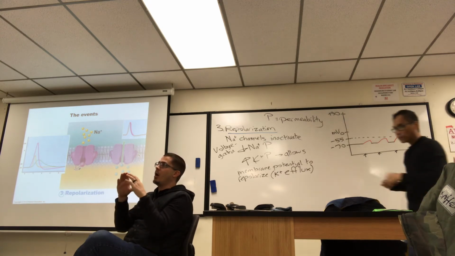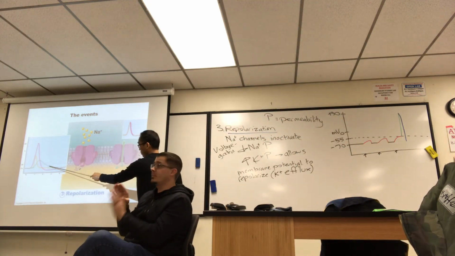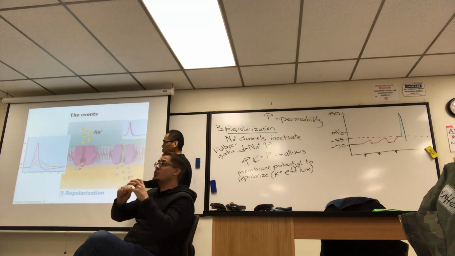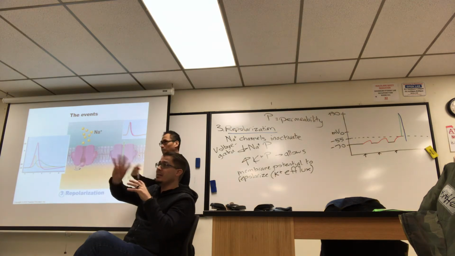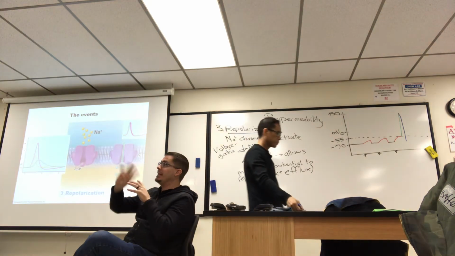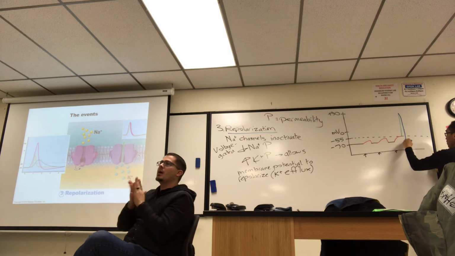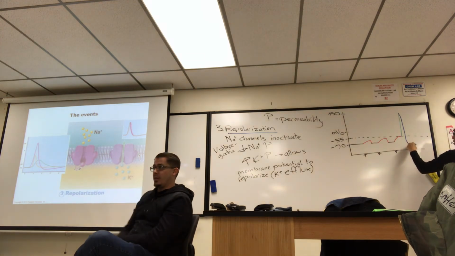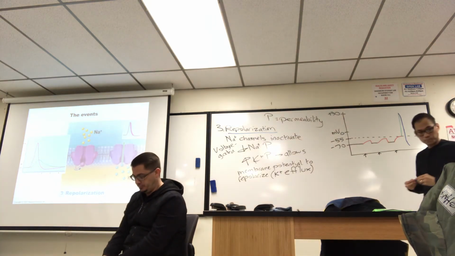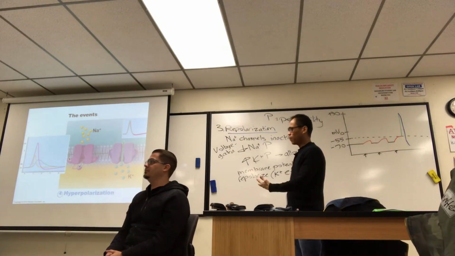So it takes a while for them to close. And so potassium keeps leaving. So you actually undershoot rest. You get more negative because more positive leaves because they take so long to close. So you actually go more negative. Kind of leads to phase 4, hyperpolarization.